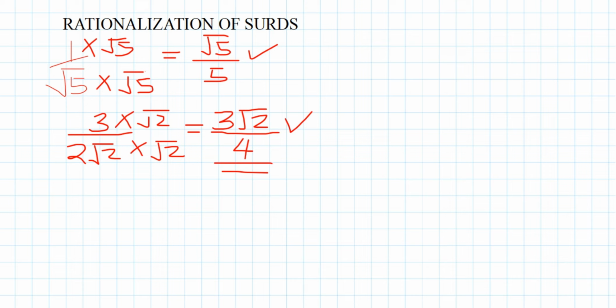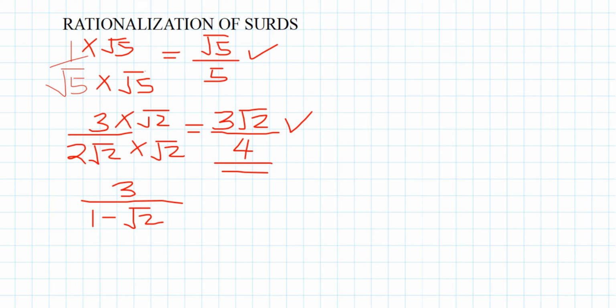In other scenarios, we are going to have a case in point whereby we have got a surd like this one, 3 all over 1 minus root 2. So this surd has got two parts, that is 1 and take away the root 2.